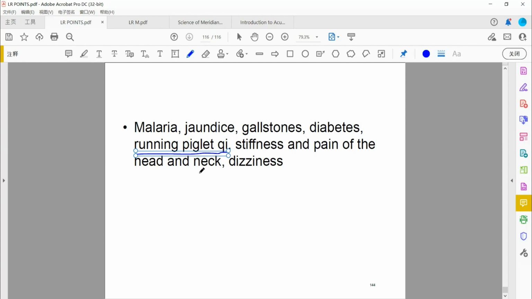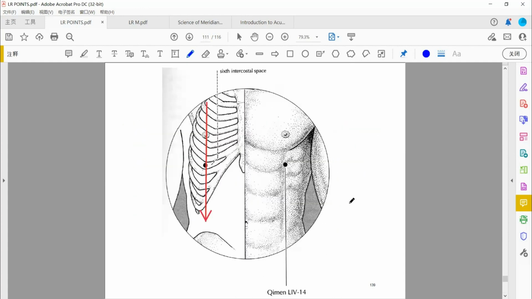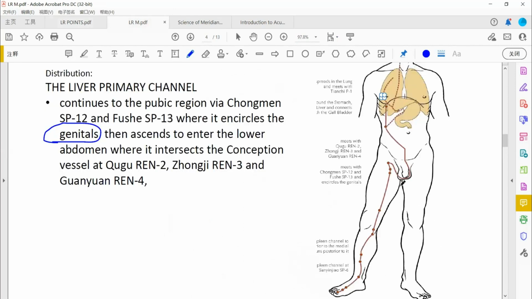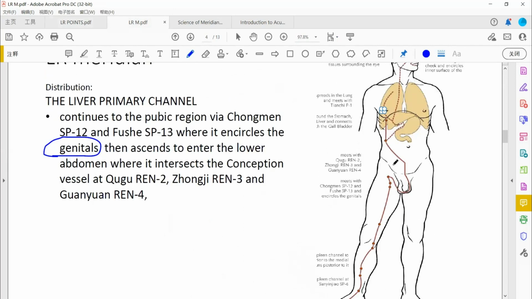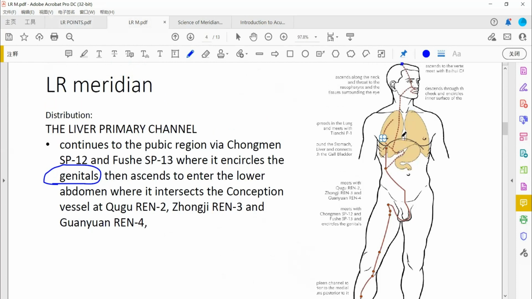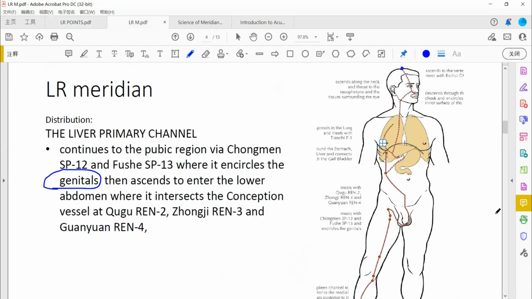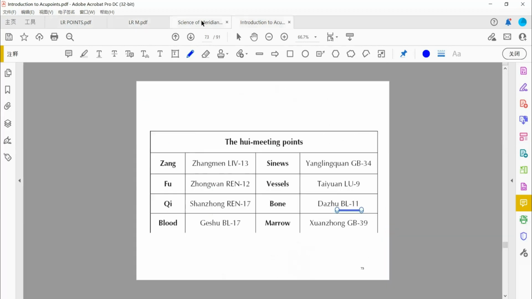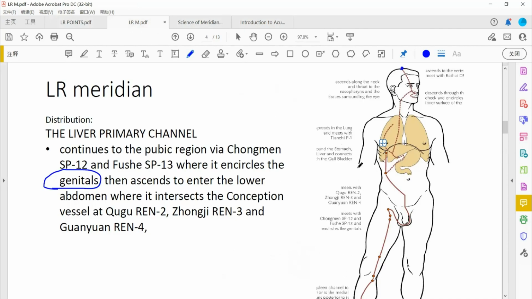Stiffness and pain of the neck and head, and dizziness. Go to the head. So this one is the last point here. But remember, the liver meridian does not stop here. The liver meridian goes up to the head, even to the highest point of the head. Okay, so that's the liver meridian.